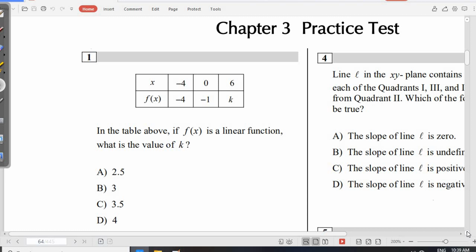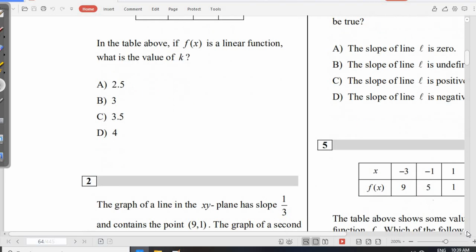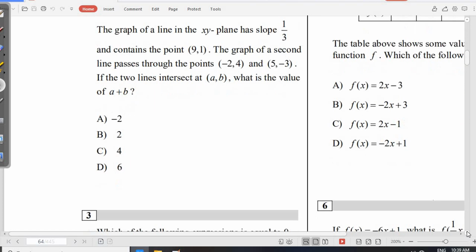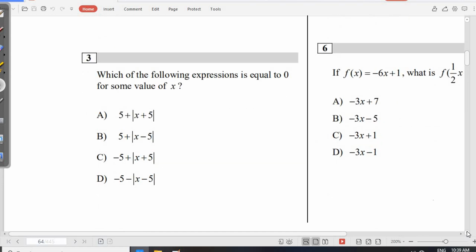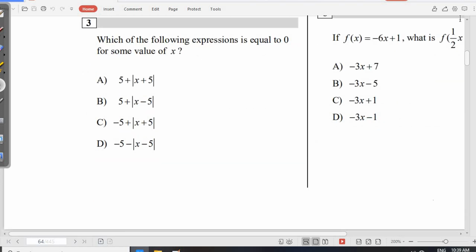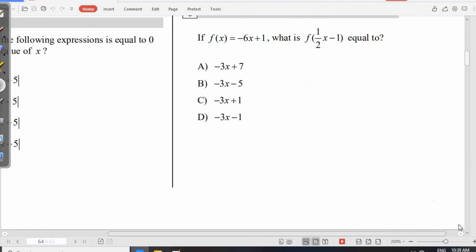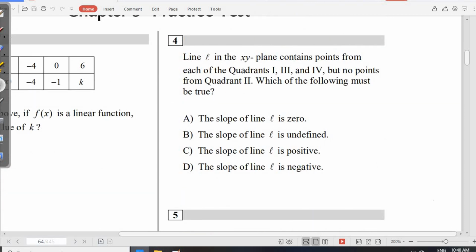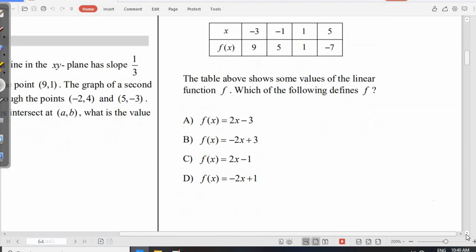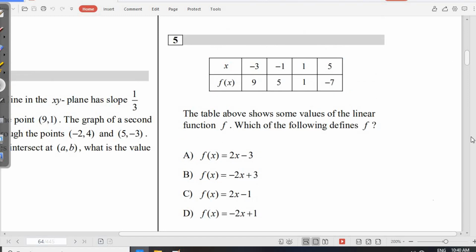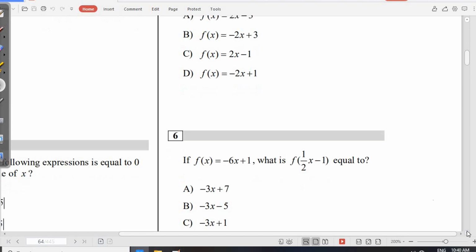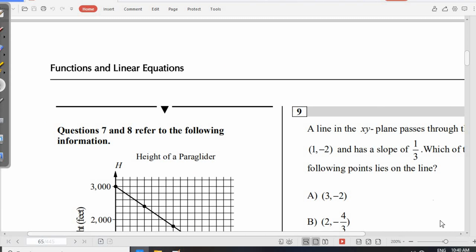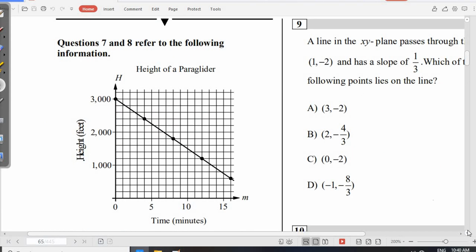Okay, so this is your question number 1. You can zoom in and pause. This is your question number 2. You can zoom in and pause that. This is your question number 3. You can solve that. Question number 4. Zoom in, get that. This is your question number 5. Here's your question number 6. Alright, let's go to question number 7. There's your question number 7.